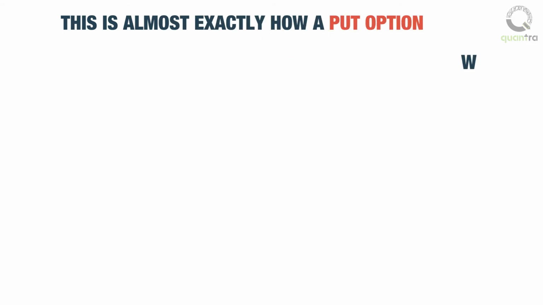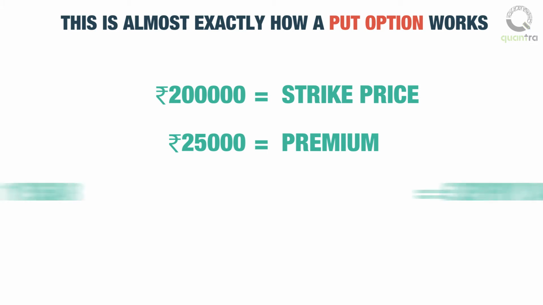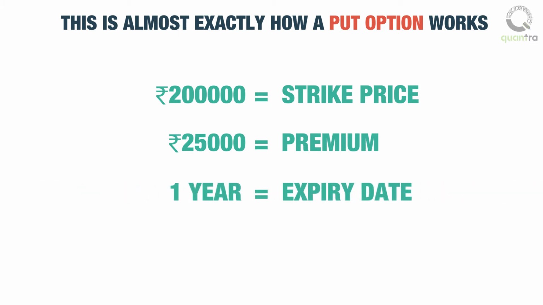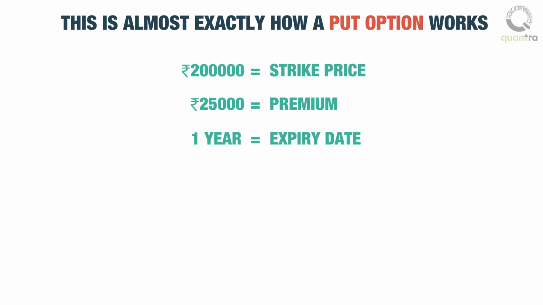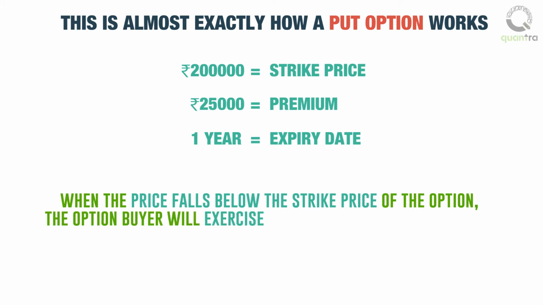This is almost exactly how a put option works. Let us look at the corresponding payments for a better understanding. Here 200,000 rupees is equivalent to the strike price, 25,000 rupees is equivalent to the premium, and 1 year is equivalent to the time till expiry date. In the put option, when the price falls below the strike price, the option buyer will exercise the option and pocket the profit. Let us try to understand how it actually works.